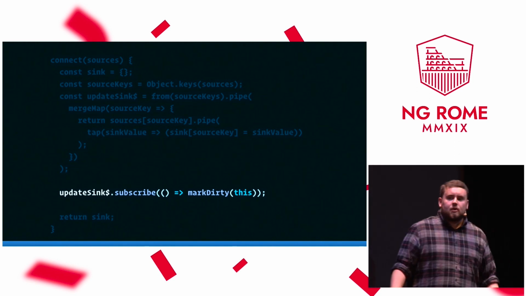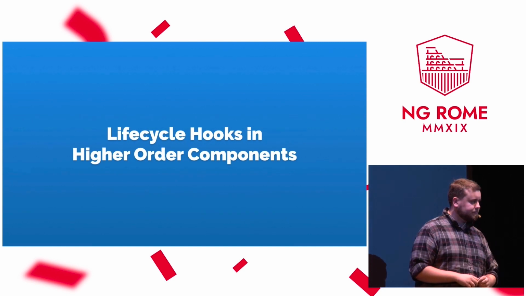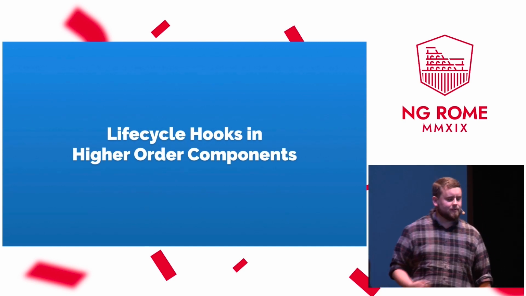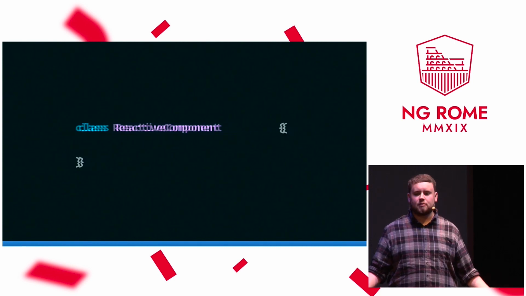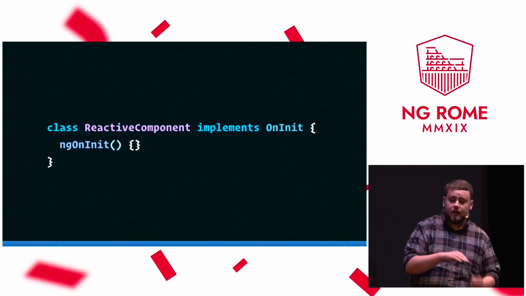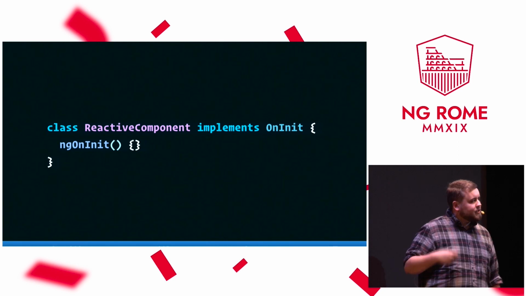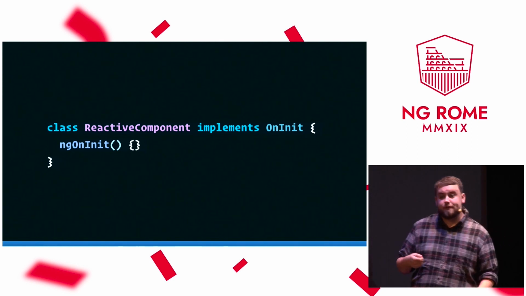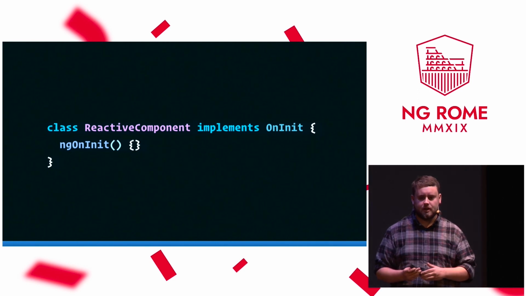So that means we're going to have to use lifecycle hooks in our higher order component. Thankfully, this isn't too painful. If we go to our reactive component class, all we have to do is implement the lifecycle hook. In Ivy, it'll look up our inheritance tree, and it'll actually call the method for us. But I don't want this as a callback function. I prefer to use onInit as an observable so I can mix it up in my observable recipe.